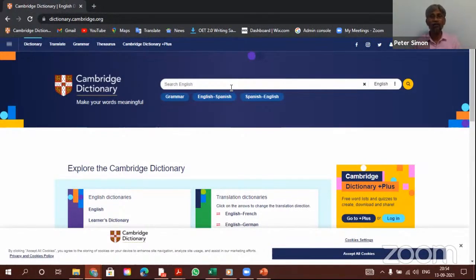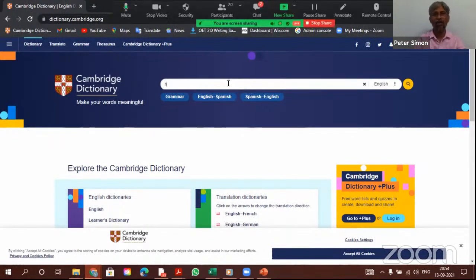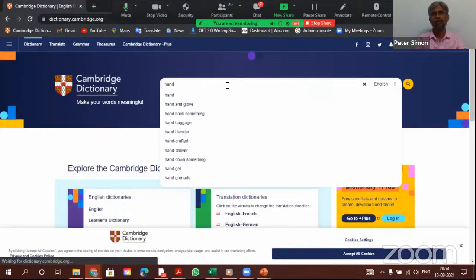Right. Now here you type this word, HAND.